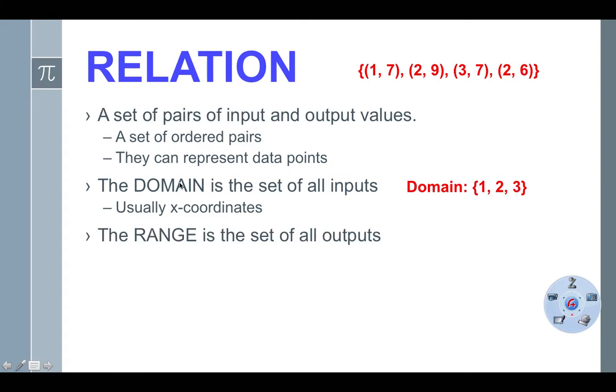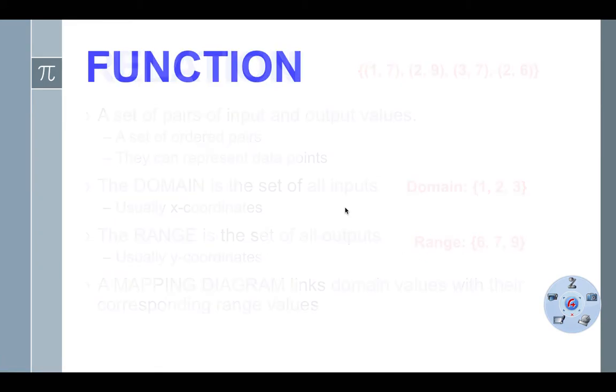All right, so if the domain is the set of all inputs, we say the range is the set of all output values. And again, in the world of algebra, for the most part, we use the letter y. So the y coordinates here would create the range set of 6, 7, and 9. Notice I use the squiggle brackets because it's a set, right? It's a set of all values.